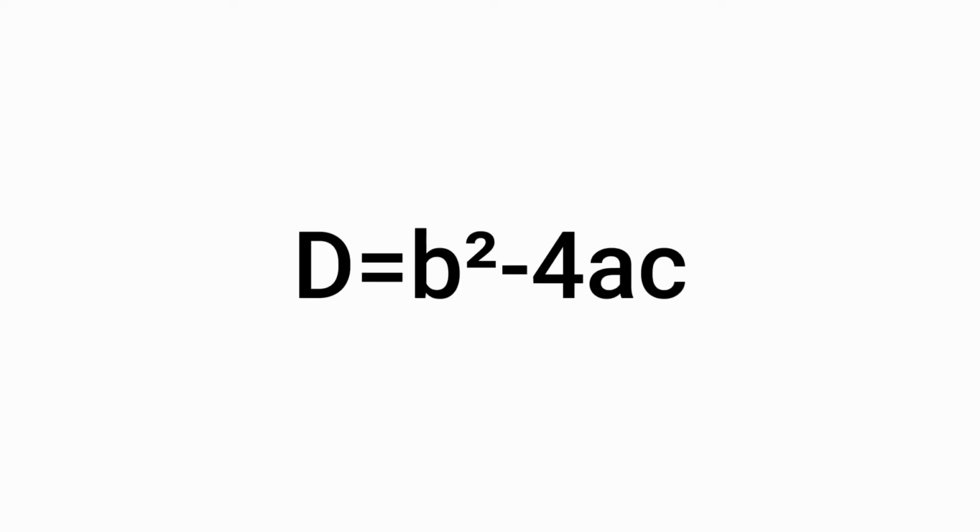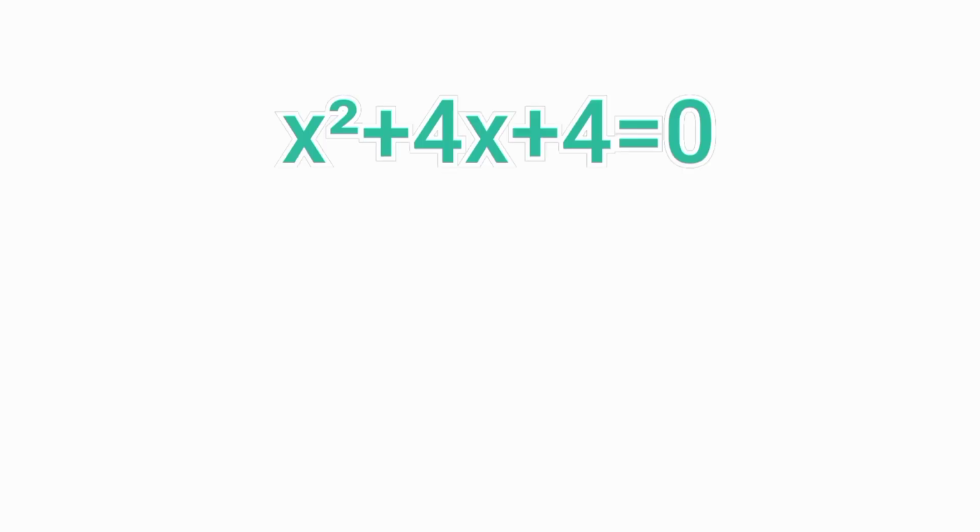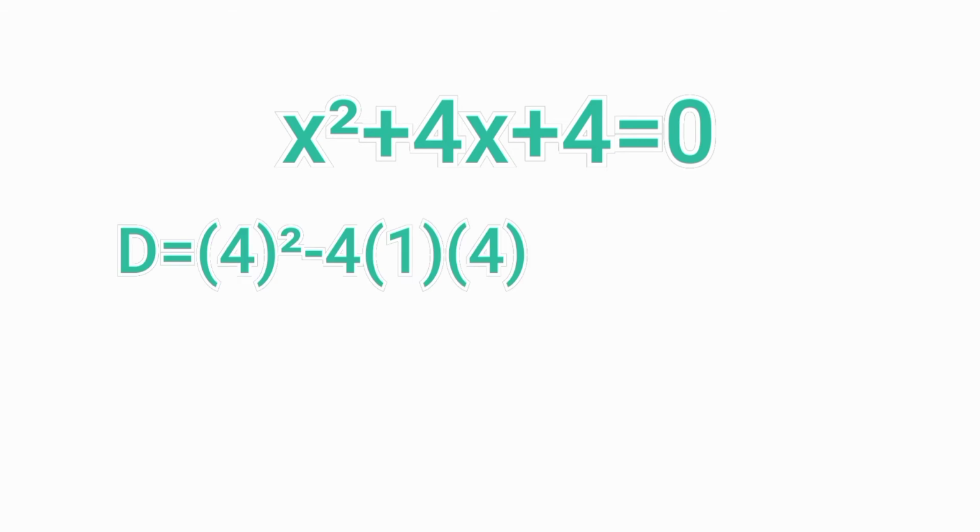So here we are, and before we go to the first example, I am going to show you the discriminant formula that we are going to use. So you can see it now as I am saying it. It is D equals b squared minus 4ac. So keep that in mind. And now to our first equation: x squared plus 4x plus 4 equals 0.